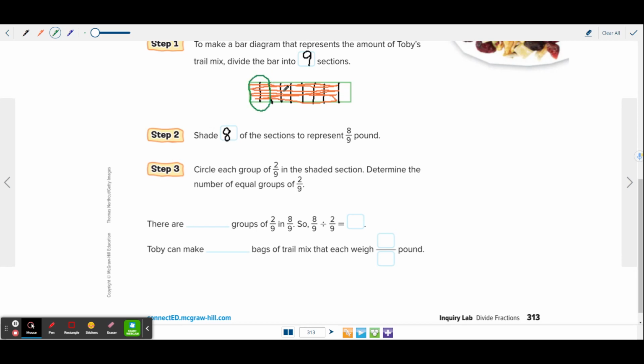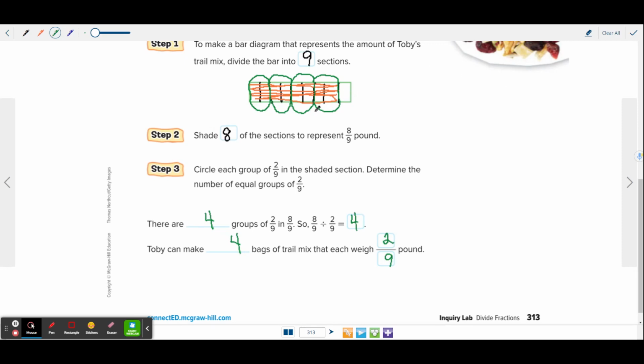Okay, that's one bag. And then 1, 2. That's your second bag, and then 1, 2. That's your third bag, and then 1, 2. That's 4 bags, right? So there are 4 groups of 2/9 in 8/9. So 8/9 divided by 2/9 is 4. So Toby can make 4 bags of trail mix that each weigh 2/9 of a pound. That's what this bar diagram shows.